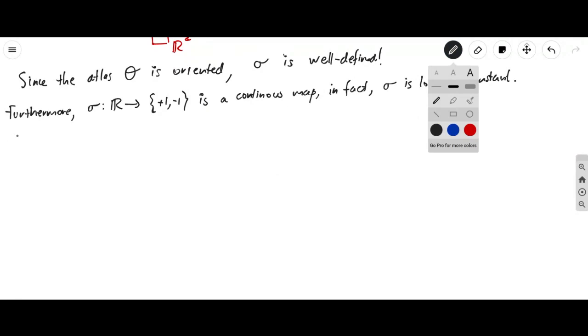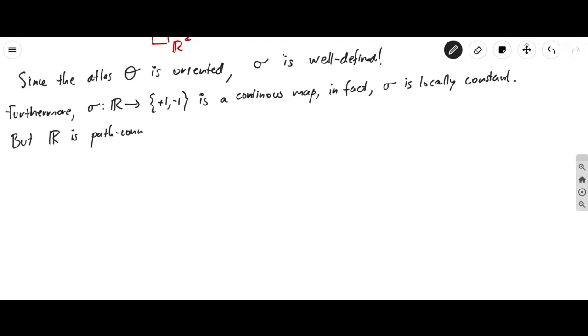Since R is path connected, it's a path connected space, the image sigma of R, the image of this, has to be a path connected subset, must be path connected also.